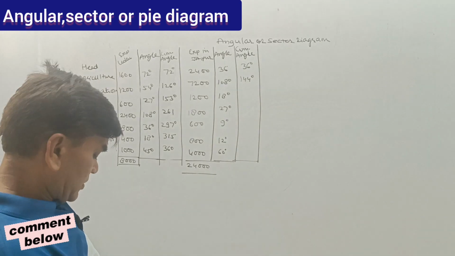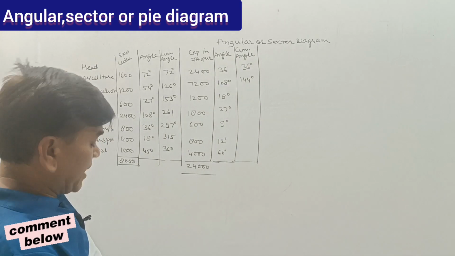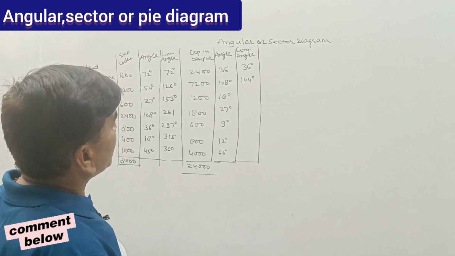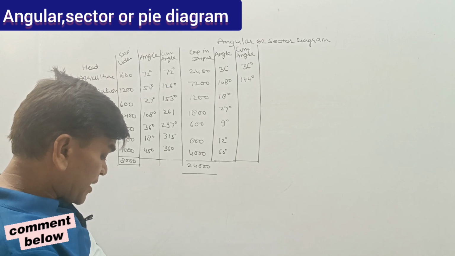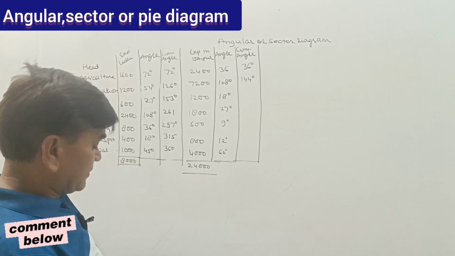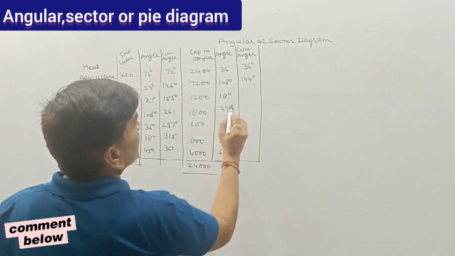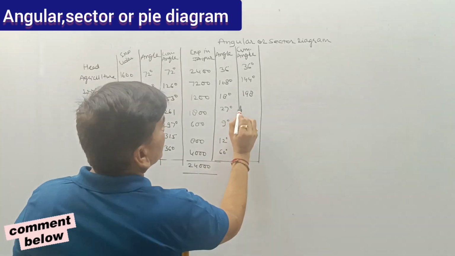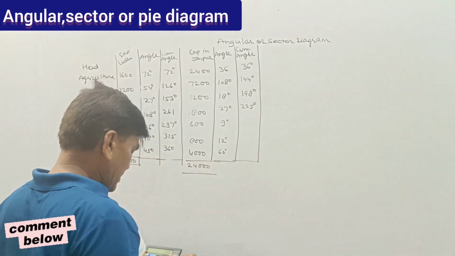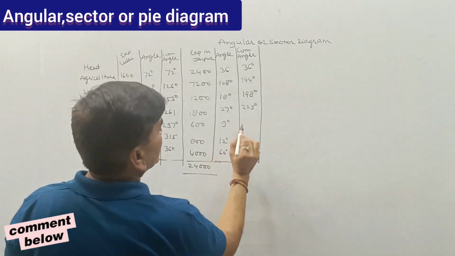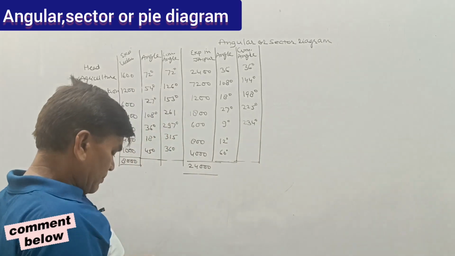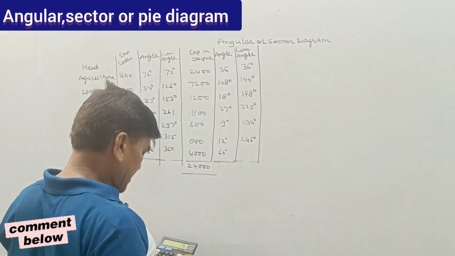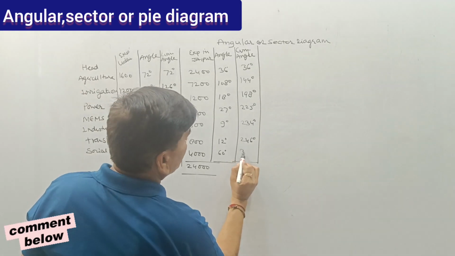1200 divided by 240 multiplied by 360 is 18 degree. 36 plus 144 plus 18, that is 198. Plus 27 degree, that is 225 degree. Plus 9 degree, that is 234 degree. Plus 12 degree, that is 246 degree. Plus 60 degree, that has a mistake.